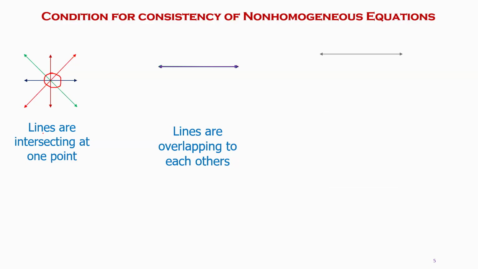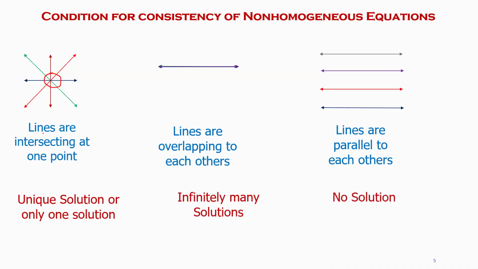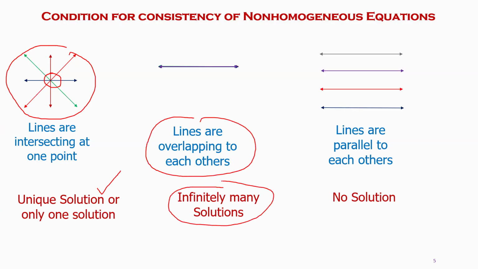The third case: let us take the first equation. The second equation is parallel to the first equation. The third equation is also parallel to both the first and second equations. The fourth equation is also parallel to the remaining three equations. If we are given such parallel equations, then we say the lines are parallel to each other, and at that time we don't get any solution, or we can say no solution. So if lines intersect at only one point, we get a unique solution. If lines overlap each other, we get infinitely many solutions. And if lines are parallel to each other, we don't have any solution.